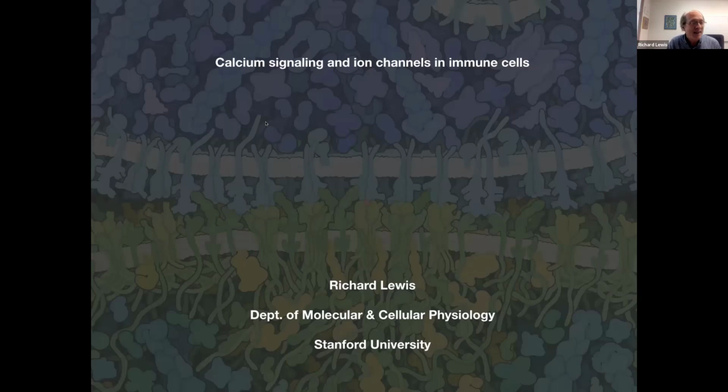And in talking about calcium signaling and ion channels in immune cells, I'm going to try to connect some of the things that you've heard about today from immunologists and the physiologists, and hopefully provide some kind of a bridge between the two worlds. And I'm trying to particularly aim this at students in the audience, as they are potentially going to be the next generation of immunophysiologists.